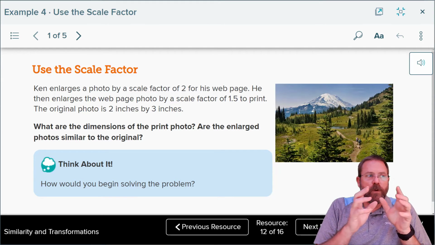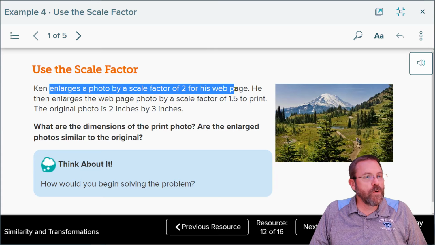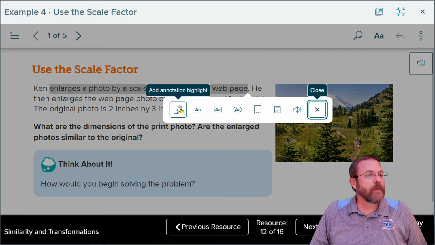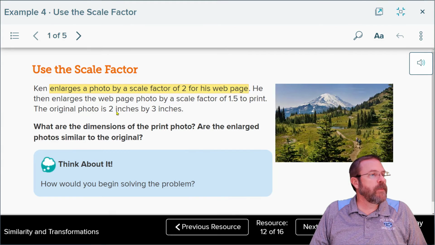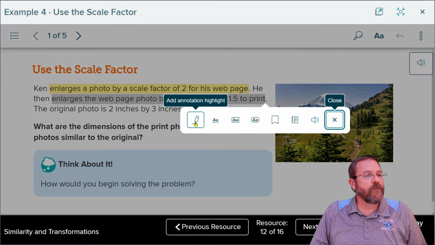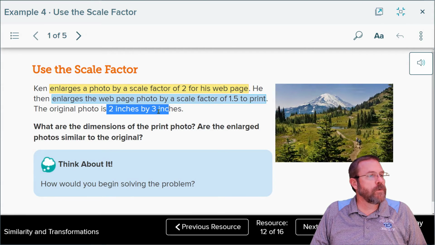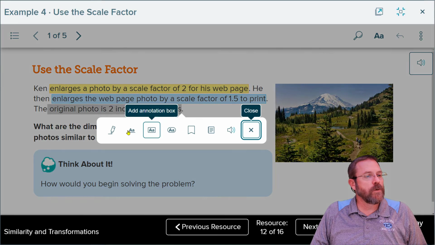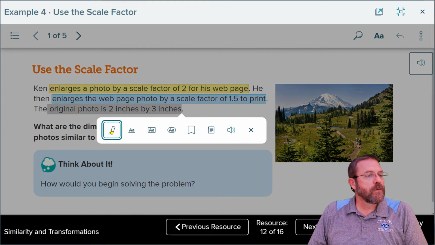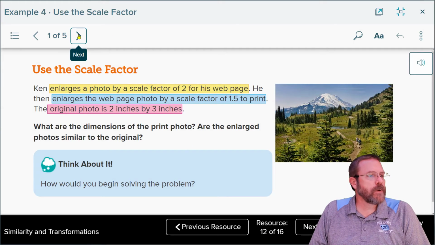We start with the original photo. From there, we enlarge it by a scale factor of 2 for the web page. So I'm going to take and highlight that. And then we take that and we enlarge it by another scale factor of 1.5 to print. And we know that the original, let's go ahead and highlight right here, is going to be 2 by 3 inches. So we have 2 different dilations taking place right here.